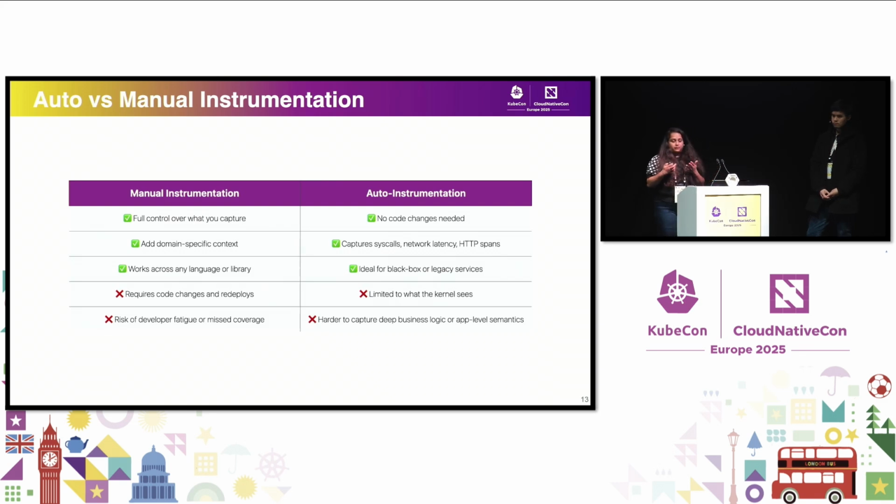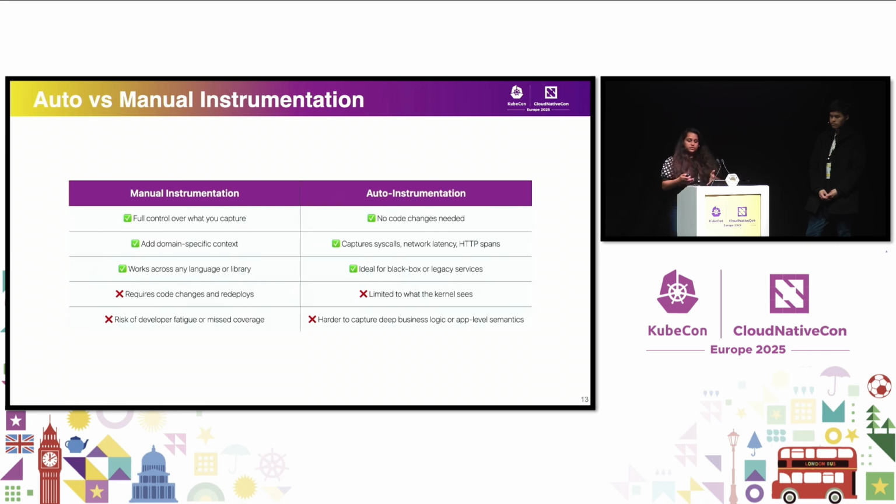But for manual instrumentation, you actually have to go and change the application code itself and redeploy it. So it requires code changes and redeploys. And the risk of you missing coverage is a little higher than if you were trying to auto-instrument it, because auto-instrumentation would cover most of the breadth of use cases that you would need.